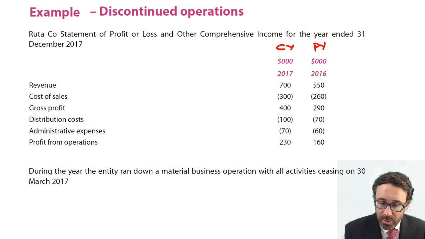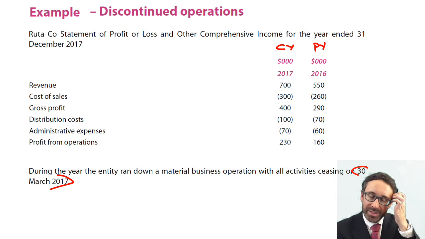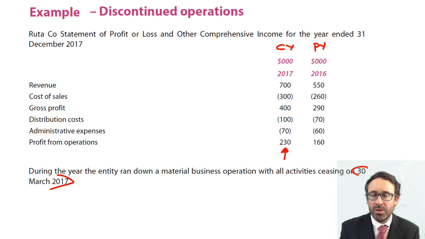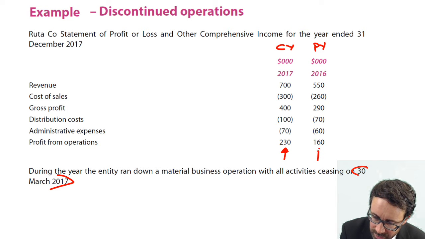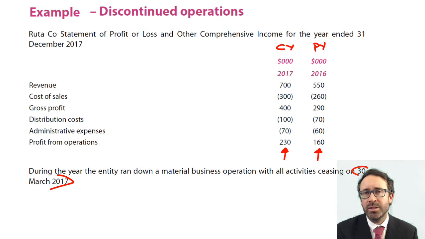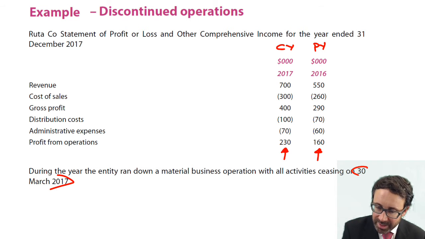And we can see there that we ran down a material business operation on the 30th of March 2017. So within this year, we have a discontinued operation, so we'll need to separate out the results. But also as well, even though it wasn't discontinued last year, you will need to go through and show the discontinued operation last year, even though it wouldn't have been disclosed as a discontinued operation the prior year. You need to separate out the results for comparability purposes. So what results do we need to split out?